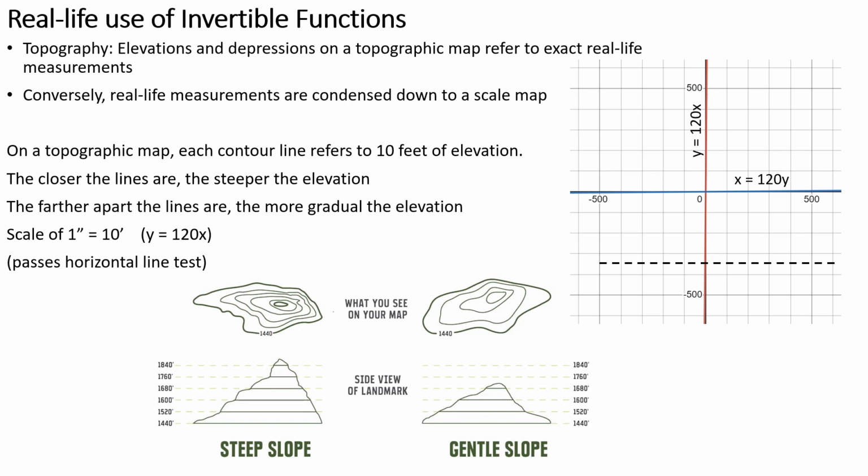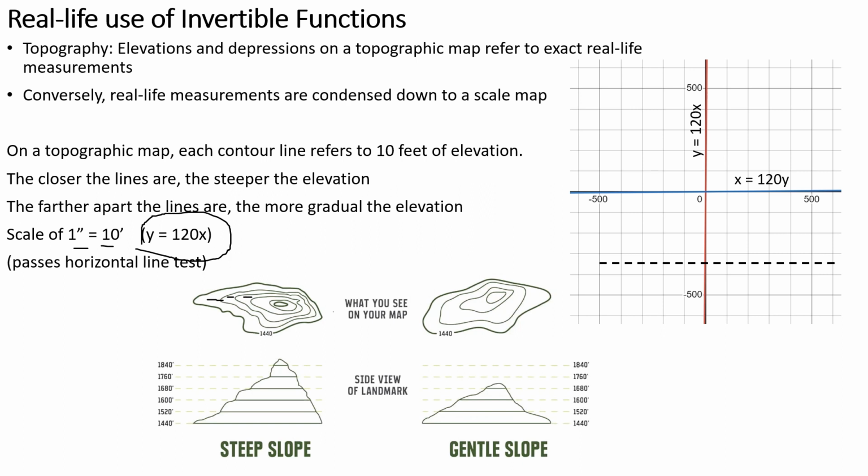Real life uses of invertible functions. Topography. This is where the elevation and depression appear on a topographic map. We want to convert 3 dimensions into 2. And what you see here is if x equals 120y, in other words, 1 inch equals 10 feet on this map for real life, and y is 120x here. Based on this invertible function, I can determine the space between these two, how steep the slope is.